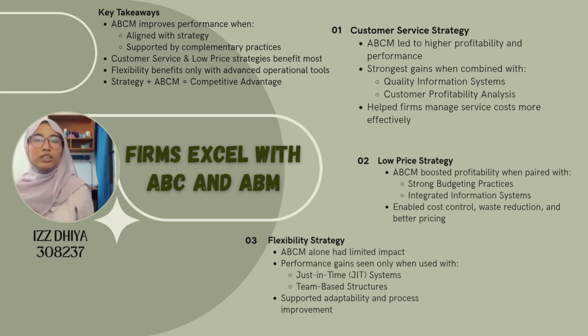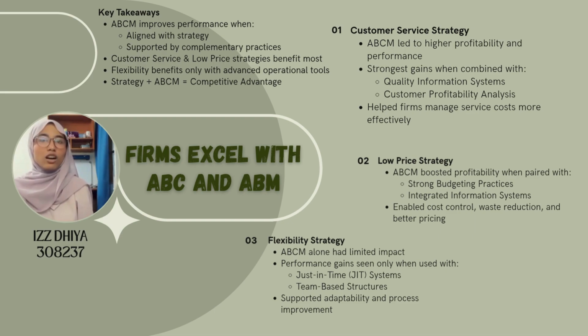Let's begin with ABC, activity-based costing. ABC is an accounting method that assigns overhead costs to products and services based on the activities required to produce them. Instead of lumping all indirect costs into a generic overhead category, ABC identifies cost drivers like machine hours, setup times, or customer service calls, providing a clear picture of where resources are truly consumed.